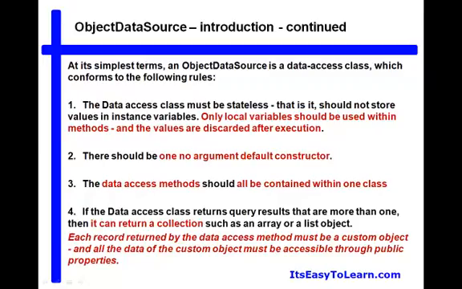An object data source is actually a data access class which conforms to the following rules. Number 1, the data access class must be stateless. That is, it should not have instance variables. Each method should be self-contained and they should not be sharing values within the same class. There needs to be at least one no argument default constructor. All the data access methods must belong to the same class.